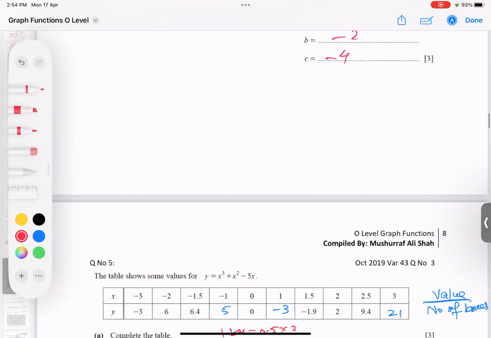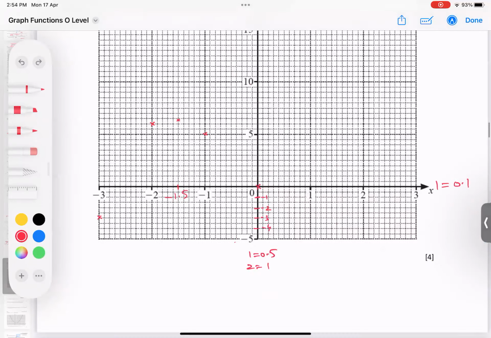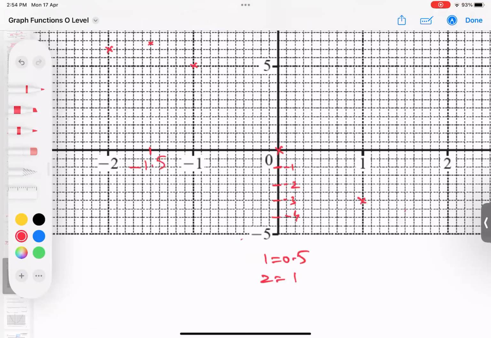And let's go for the other one. X is 1, y is minus 3. X is 1 is here, minus 3 is here. So this is the point. I believe you're understanding what is going on.